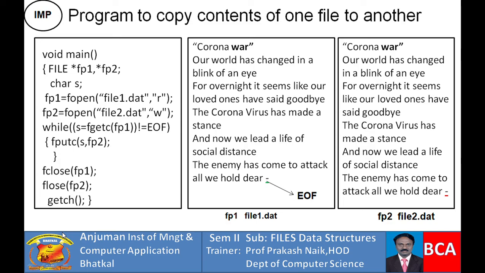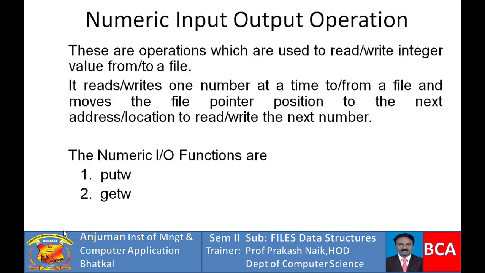Hope this program is clear to you. Okay, now this was about character input output operation. Now let us come to numeric input output operation. These are operations which are used to read or write integer values from or to a file. So in place of characters, numbers are used. This is the difference. It reads or writes one number at a time to or from a file and moves the file pointer position to the next address or location to read or write the next number.